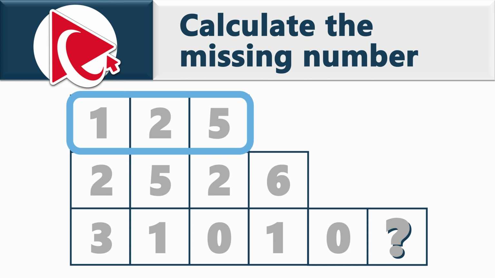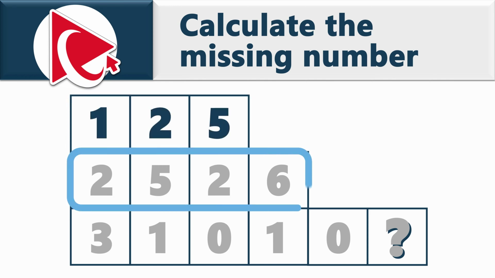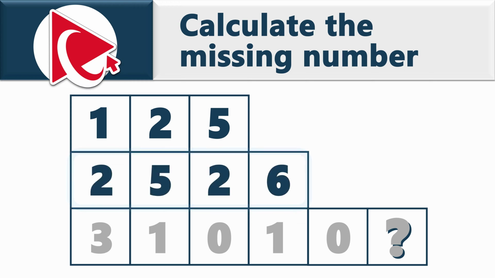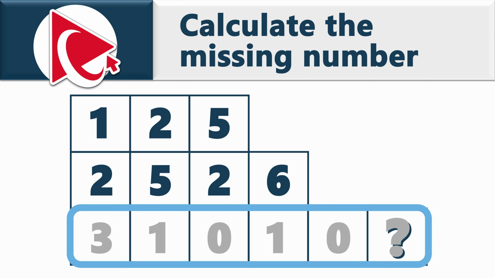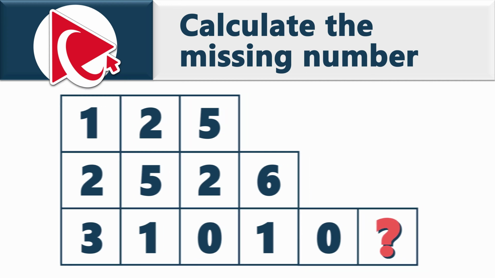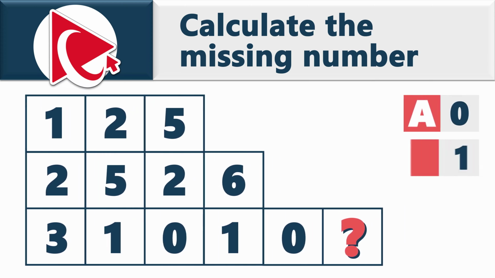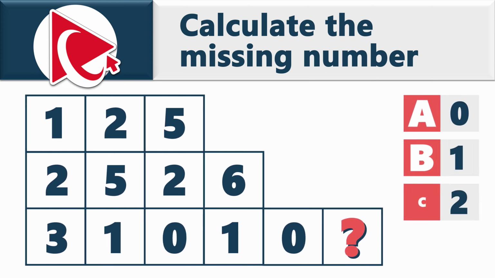In the first row of this pyramid are numbers 1, 2, and 5. In the second row, the numbers are 2, 5, 2, and 6. And then in the third row, the numbers are 3, 1, 0, 1, 0, and then comes the missing number, which you need to calculate and select out of 4 possible choices. Choice A, 0. Choice B, 1. Choice C, 2. And last but not least, choice D, 3.